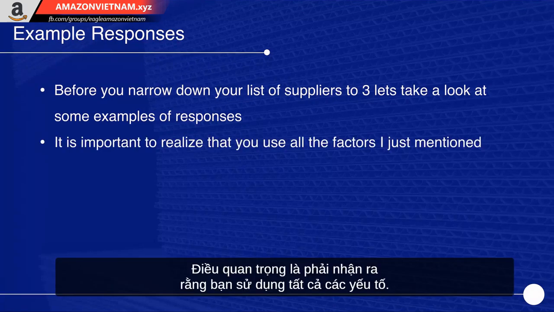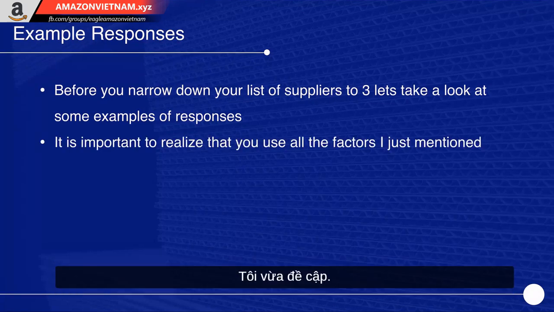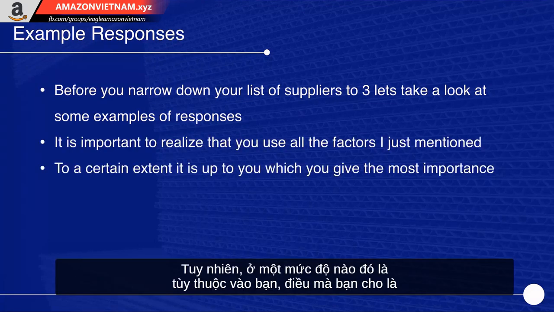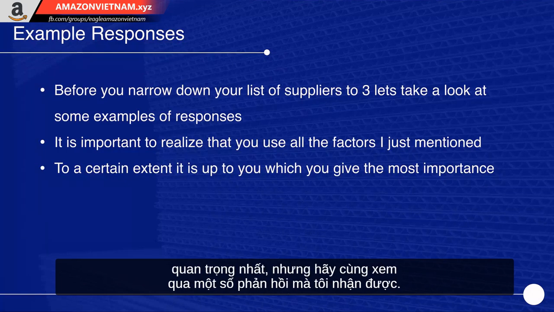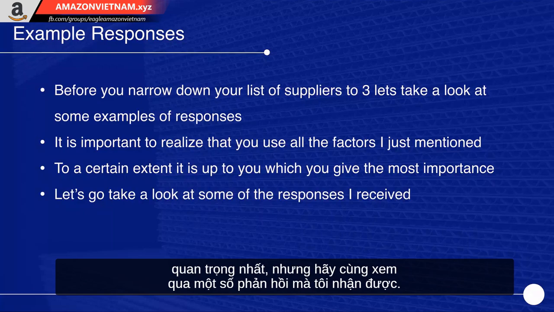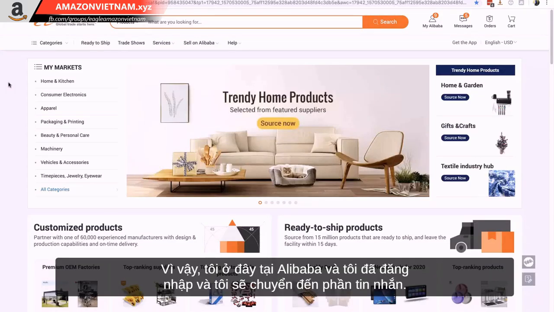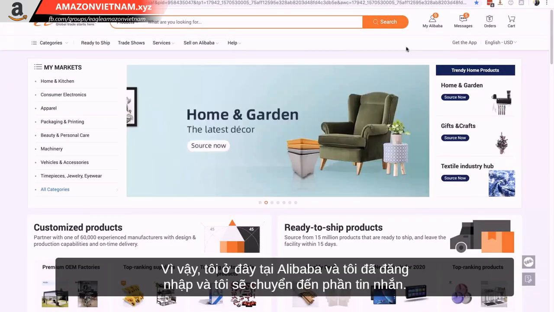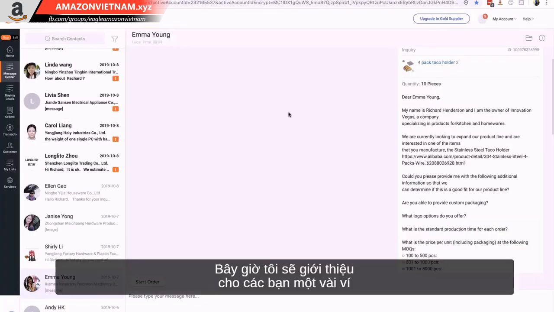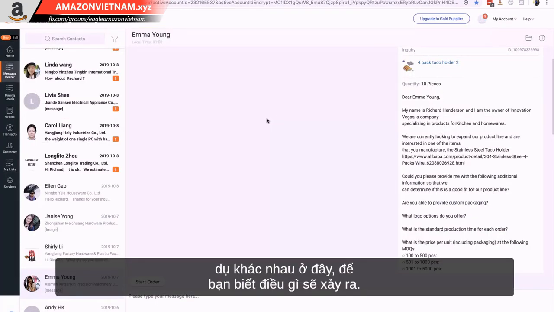So before you narrow down your list of suppliers, let's take a look at some examples of responses. It's important to realize that you use all the factors I just mentioned. However, to a certain extent, it is up to you which you give the most importance. But let's go take a look at some of the responses I received. So here I am at Alibaba and I've logged in and I'm going to go to messages. Now I'm just going to run through a few different examples here, just so you know what to expect.